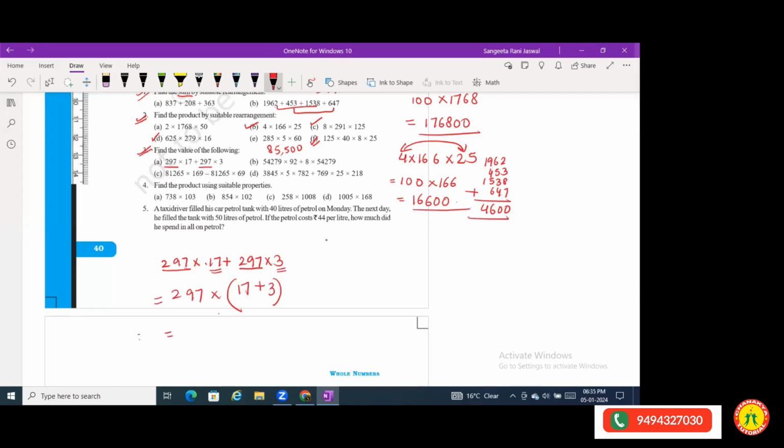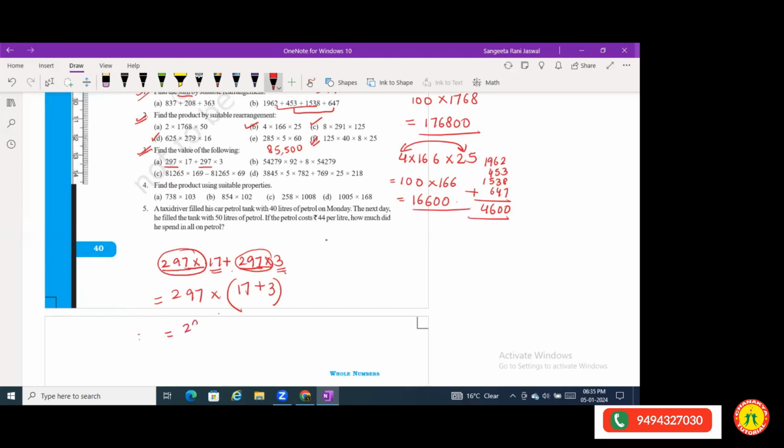See, 297 and this multiply sign: this is common here also and common here also. This is existing at both places. So I take this thing outside, and whatever I'm left with, that is 17 plus 3, I will keep inside the bracket. Common means it is common for this number also and common for this number also. I will take that out.